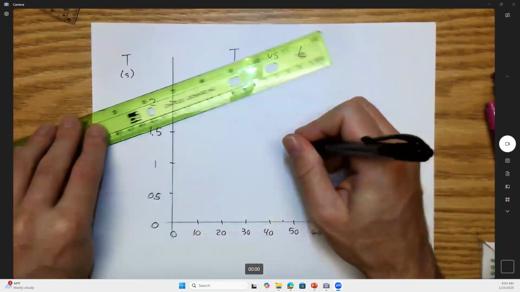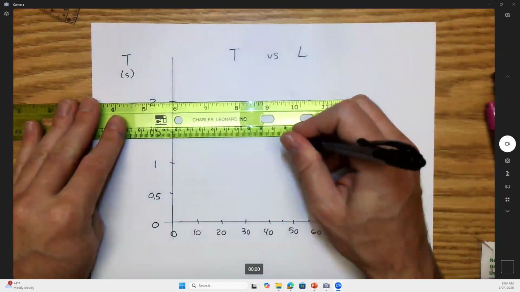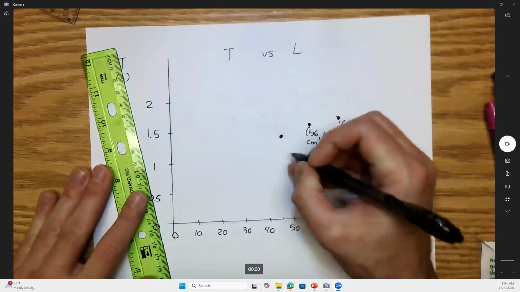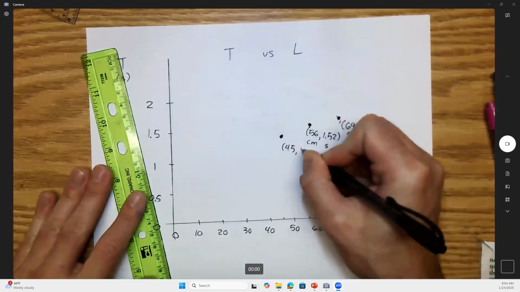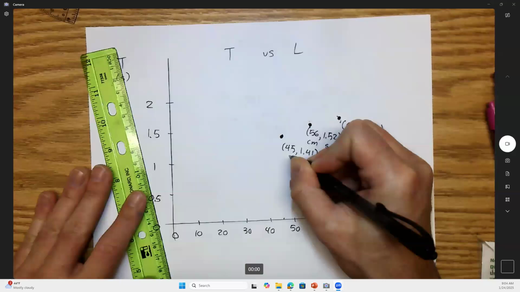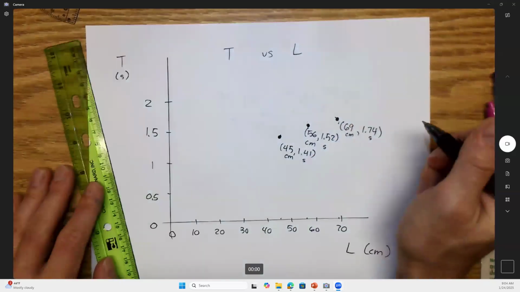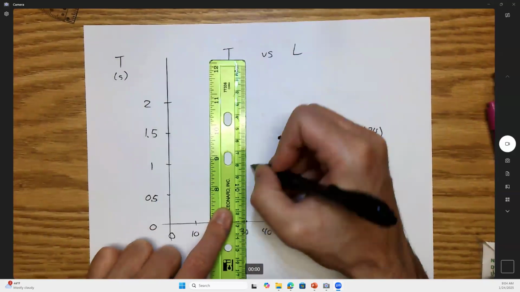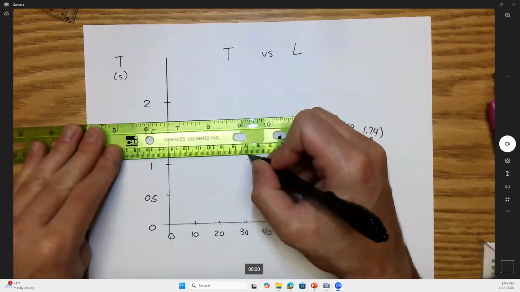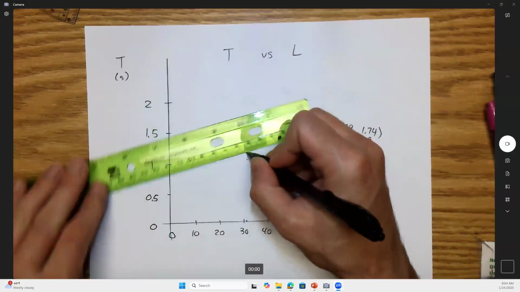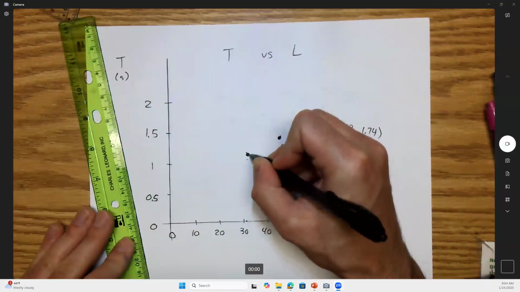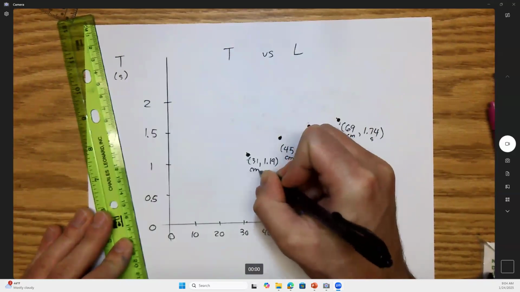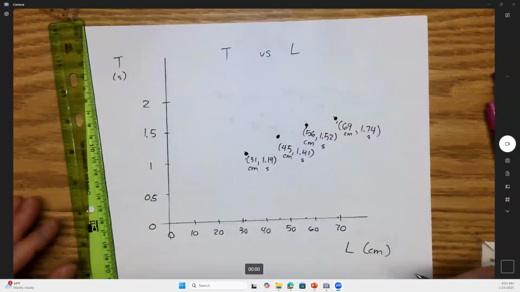45, 1.41 centimeters, seconds. All right, next one. 31, 1.19. Centimeters, seconds. All right, next one.